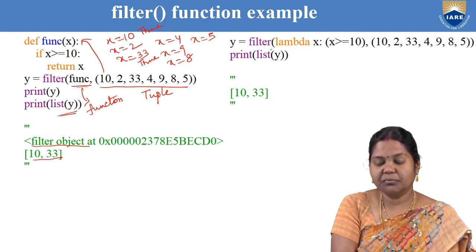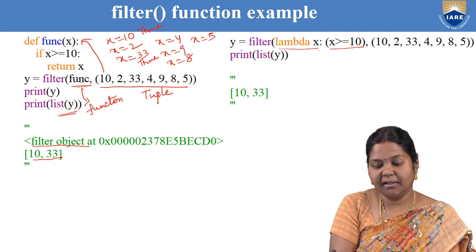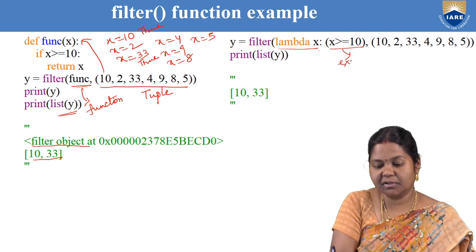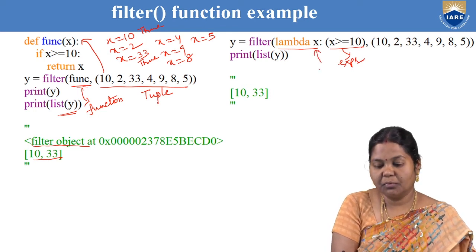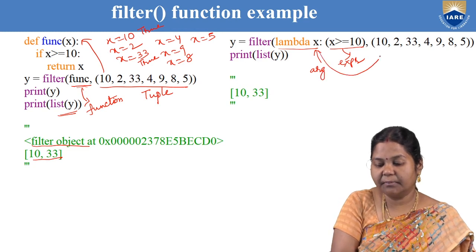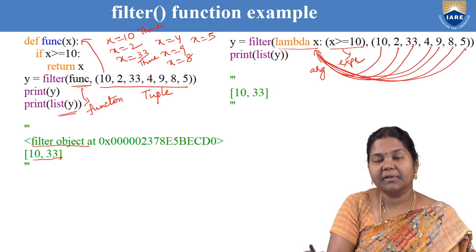Let us see how. With filter, we can directly write in one line: lambda x, where x is the argument. The expression is x greater than or equal to 10. If this expression is true, then it will filter it out. So x is the argument which will take one argument at a time. First time x is equal to 10, then x is equal to 2, then x is equal to 33, then x is equal to 4, then x is equal to 9, 8 and 5, like this.